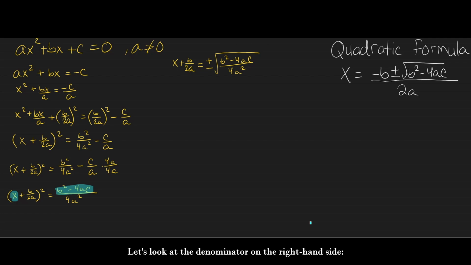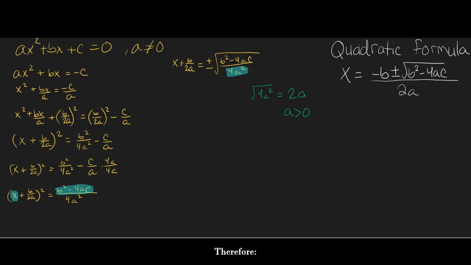Let's look at the denominator on the right-hand side, the square root of 4a squared. Because the a is squared, we know that a is greater than 0. Therefore, the square root of 4a squared equals 2a. Rewriting our equation, we have x plus b divided by 2a equals plus or minus the square root of b squared minus 4ac divided by 2a. Now let's isolate the x.